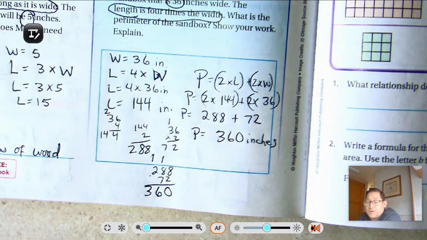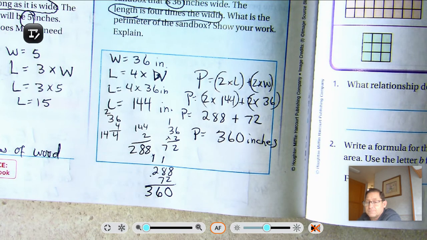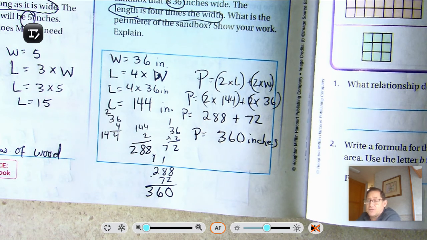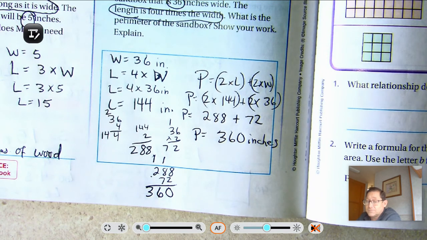So that's all there is to perimeter. 2 times the length plus 2 times the width, or 2 times the sum of the length plus the width, or length plus width plus length plus width. Okay, basically, keep in mind, perimeter means the distance around the outside.